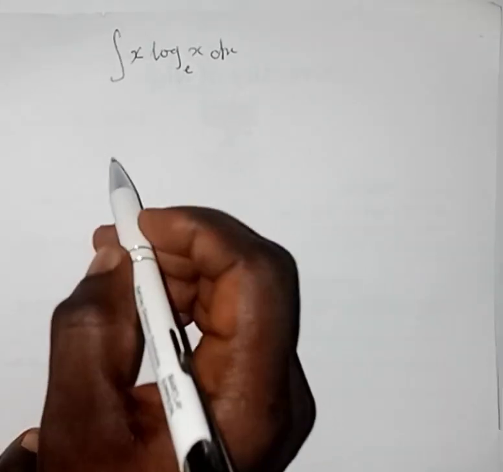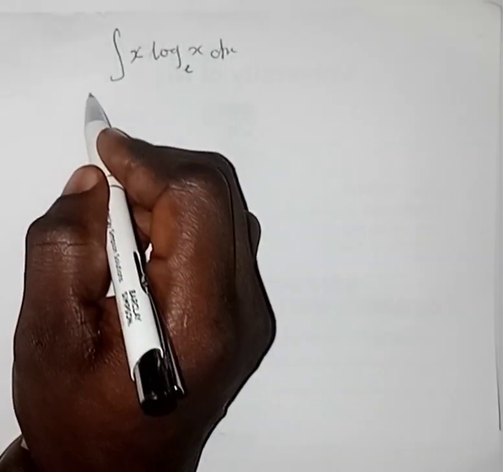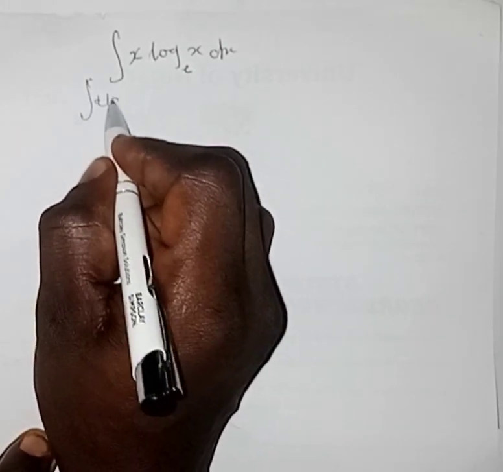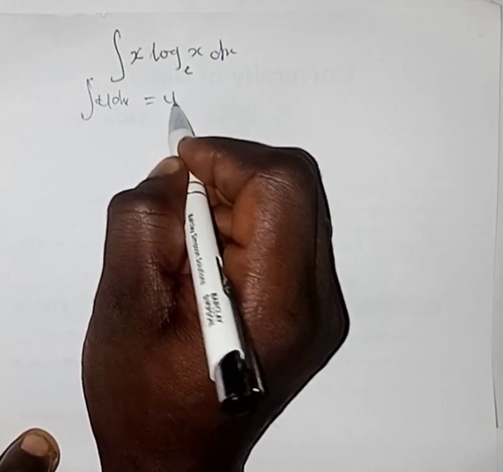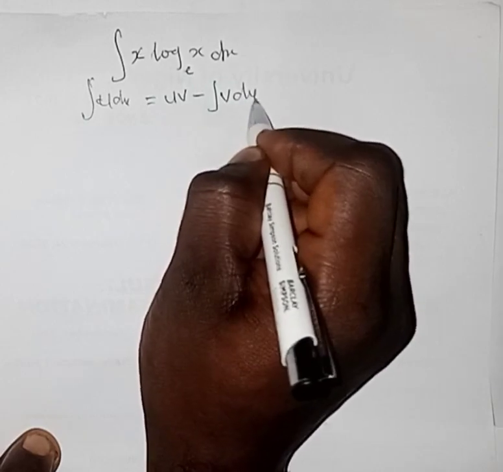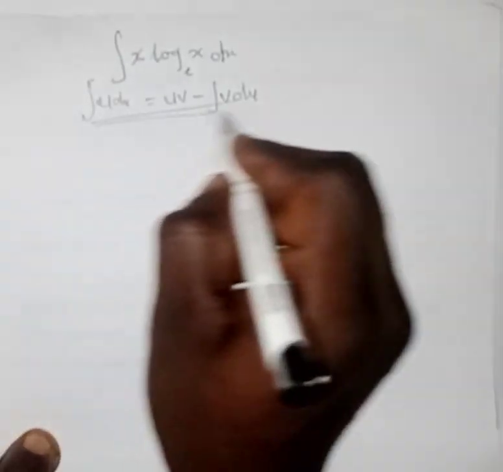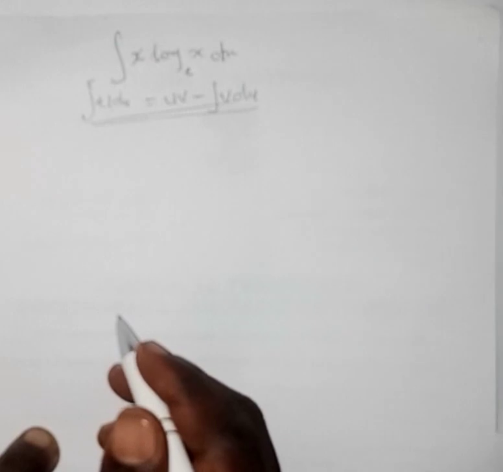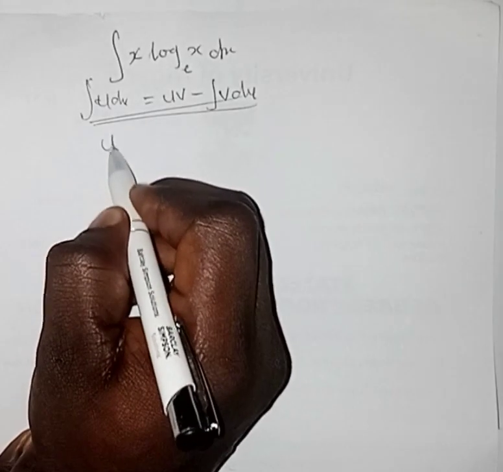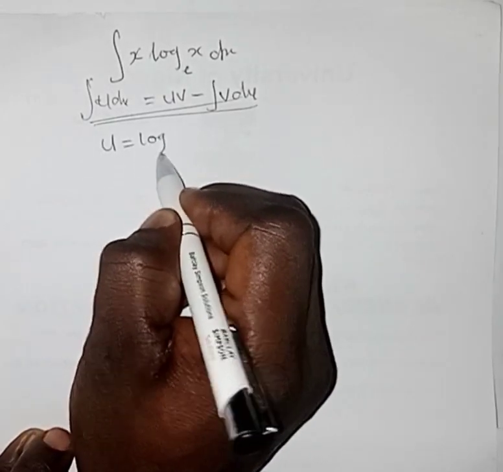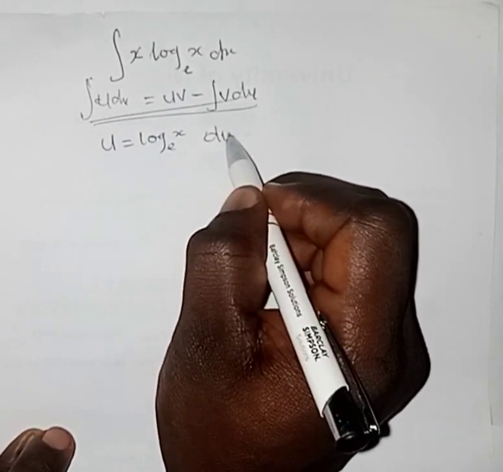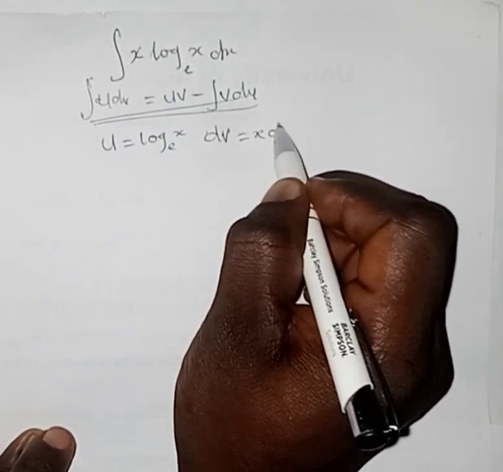And so don't forget that the formula for integration by parts is the integral of u dv is equal to uv minus the integral of v du. So this is the formula we are going to be using to evaluate this function right here. And then to proceed, we just set our u to be equal to log e x, and we set our dv to be equal to x dx.